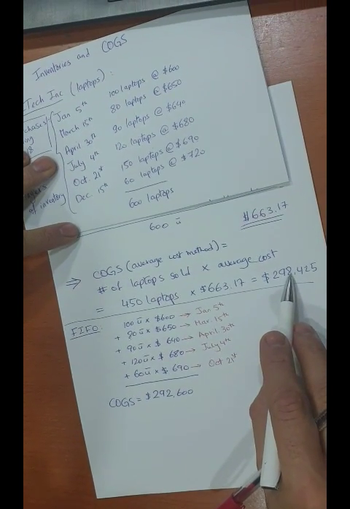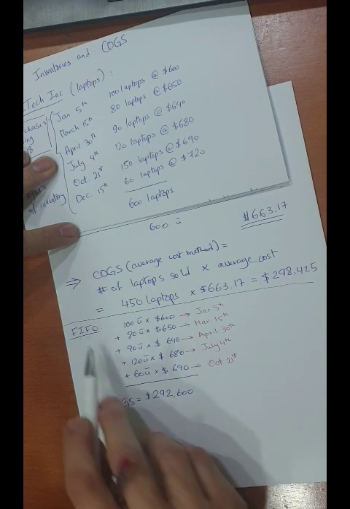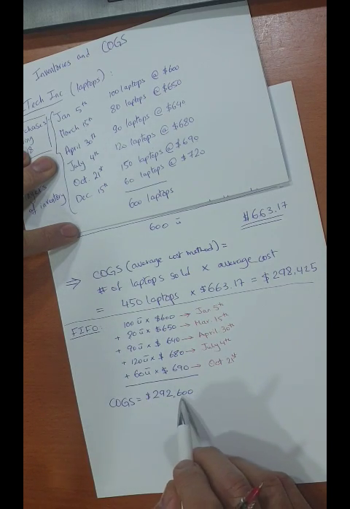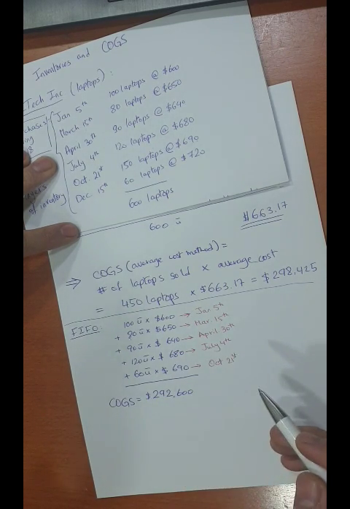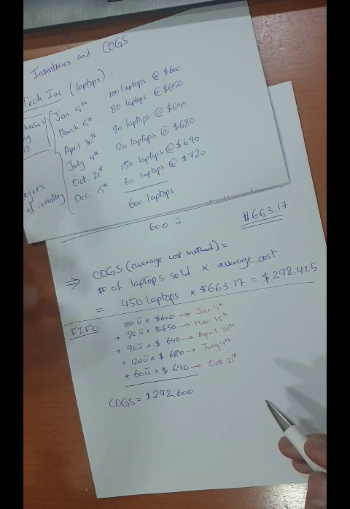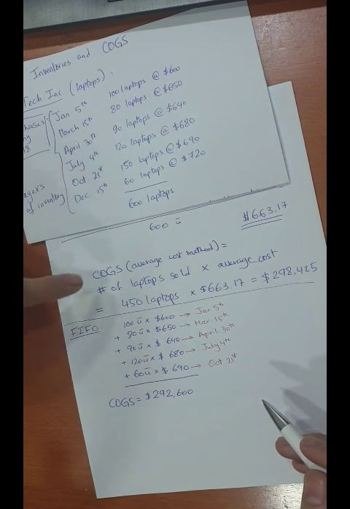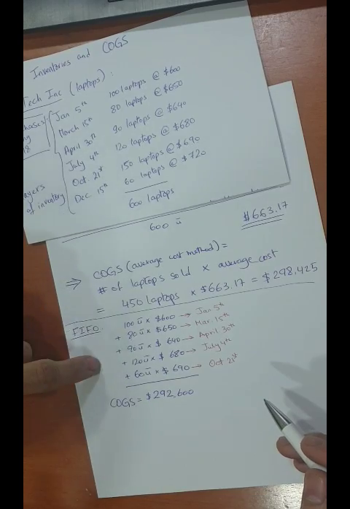So as you can see, the average cost method gave me a higher cost of goods sold than the first in, first out, or the FIFO method, which means that the earnings figure or the net income in the income statement will be different when using different costing methods.